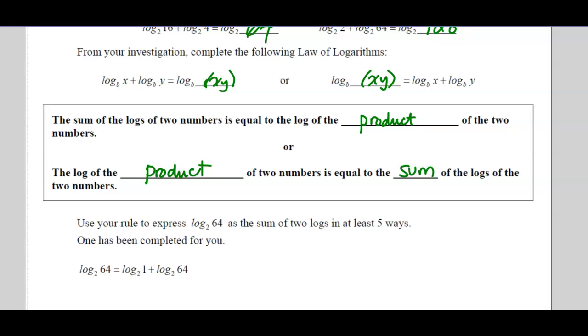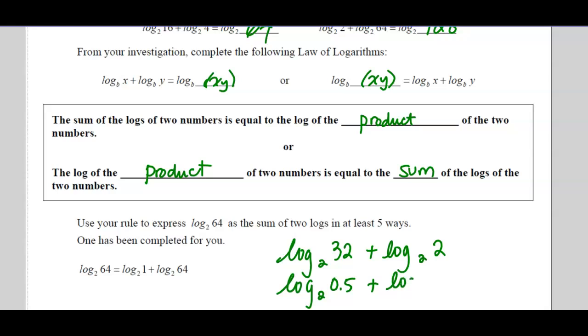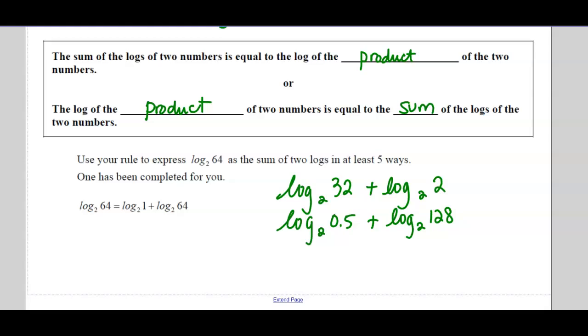So who has one uncheeky answer? Well, no, wait. If I do this, I can't say my cheeky one. Okay. Who has an uncheeky answer? Log base 2 of 32 plus log base 2 of 2. Good. 2 and 32. Getting a little cheeky, not too much.